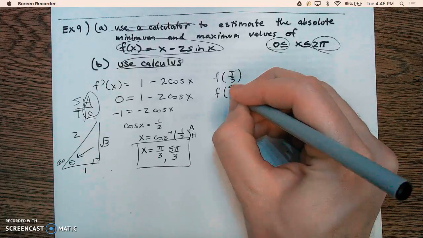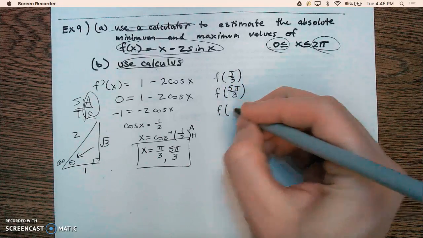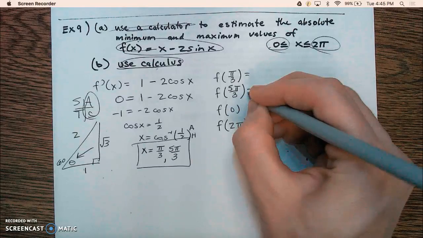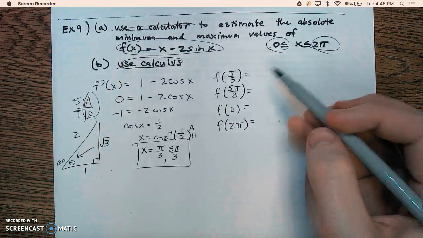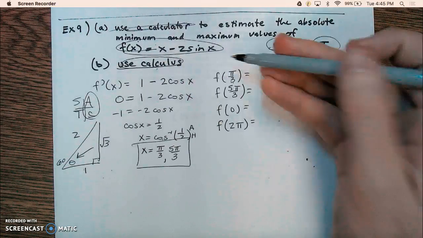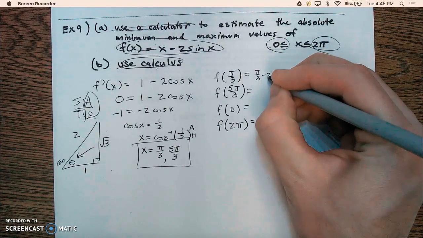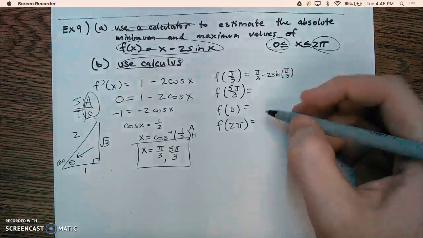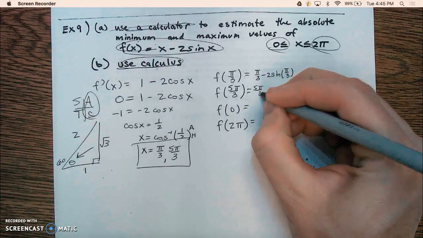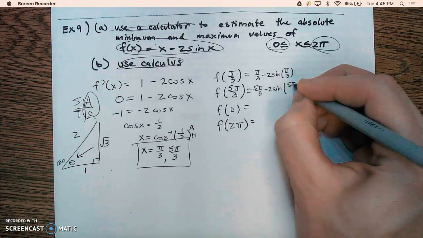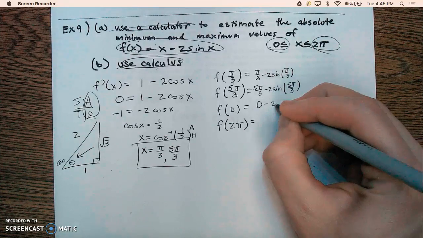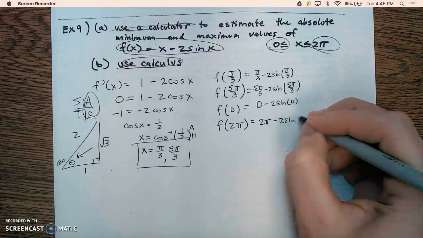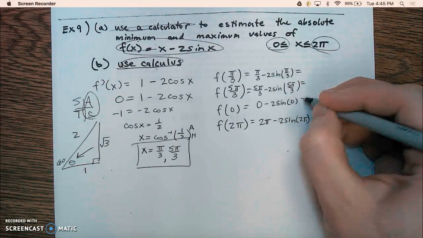So notice I'm putting f, not f prime. The derivative was only used to find the critical numbers. We're now finished using the derivative. We go back to the original function and find the y values for these. So if I plug in pi over 3 for x, I get pi over 3, and then I plug in pi over 3 for x in the sine. And I do the same thing with all of these. So let's just go ahead and write it. Plug in 0 and plug in 2 pi. All right, now we evaluate.